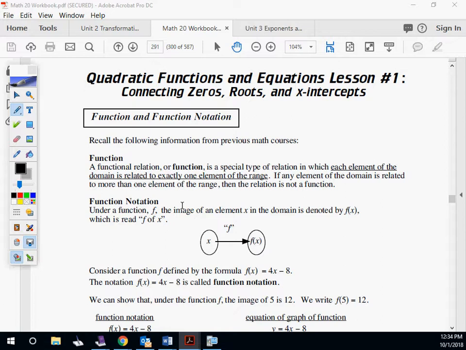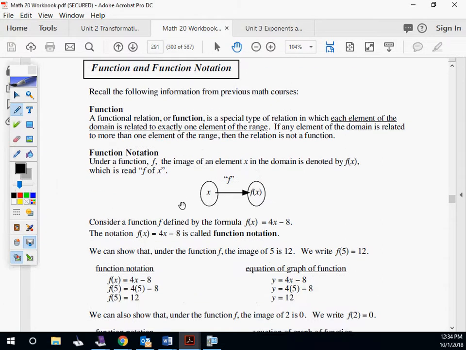Okay? So we're just going to go through that. You're going to kind of overstate it, so you're probably going to get bored with it a little bit. But zeros, roots, and x-intercepts are the same thing. Okay? So function and function notation review.